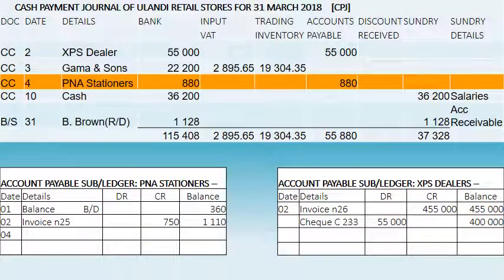In the cash payment journal again, there's a payment under the accounts payable column of 880, which was paid to P&A stationers. Under the bank, 880. The date was the 4th. We go to P&A stationers account. On the 4th, we reflect the check that was paid out to him. On the debit side, the total amount according to the accounts payable column, 880. We then calculate the new balance by deducting the payment, and the new balance is now 230.